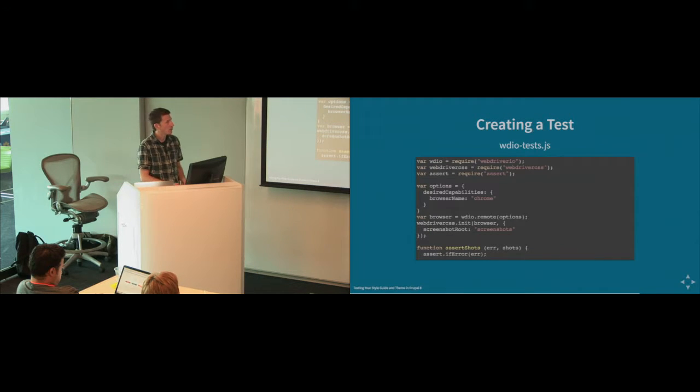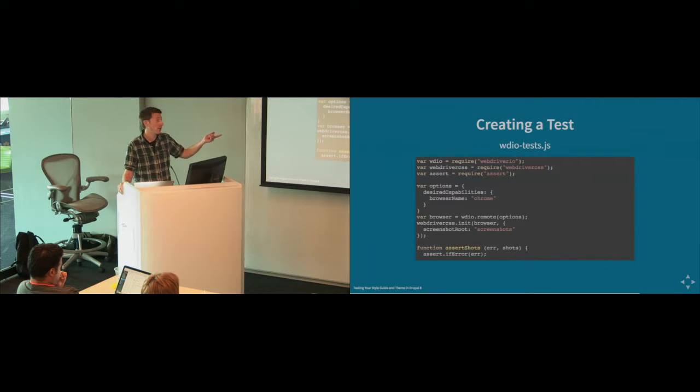So looking at actually creating a test. It's a JavaScript file. And we can just go through at a high level what's in here. First you need to require the things you're going to depend on. So you require WebDriver IO and WebDriver CSS. And then if you want to have your test fail if there's a diff, you need some sort of assertion library. Then the set of options there are passed in when you create your WebDriver IO browser.